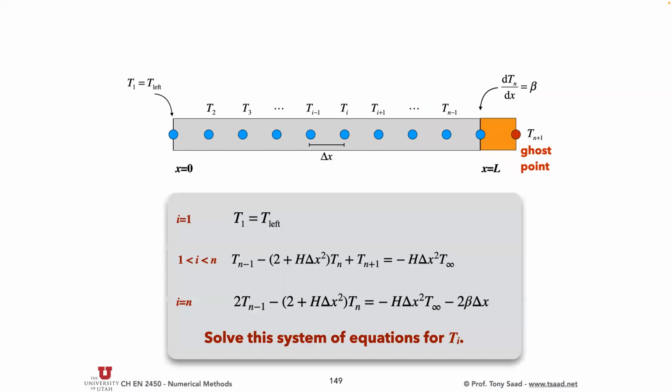Okay. So now what happens for this case, when you have a Dirichlet condition on the left, you have T1 equal T left. For all other points, you have this equation. T(i minus 1) minus coefficient times Ti plus T(i plus 1) and so on, all the way to the last point where you also have a different equation. And that is 2T(n minus 1) minus coefficient times Tn equal whatever this is.